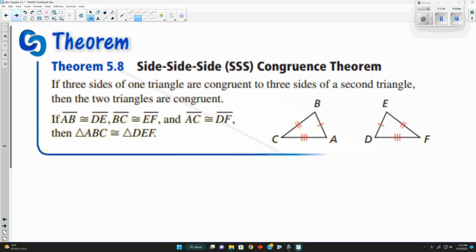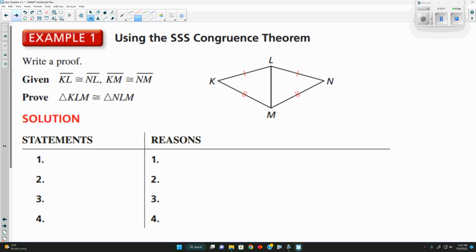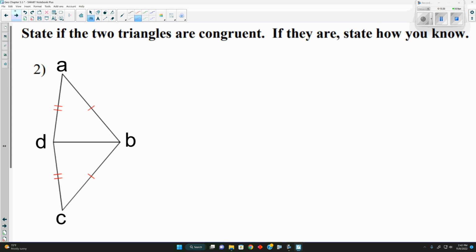We are looking at the next set of congruency statements because so far we've had side, angle, side. The next one we have is side, side, side. If three sides of one triangle are congruent to three sides of a second triangle, then the two triangles are going to be congruent. So we have to have that three sides of one triangle are congruent to three sides of another for us to say that they're congruent. Well, that makes sense because if all sides of one triangle are congruent to all sides of the other, then the two triangles are going to be congruent to each other. So we're going to skip that one there. We're going to look at these two here.